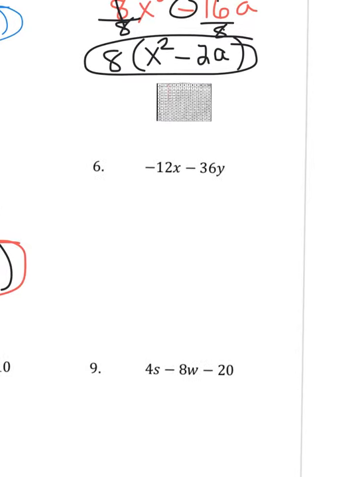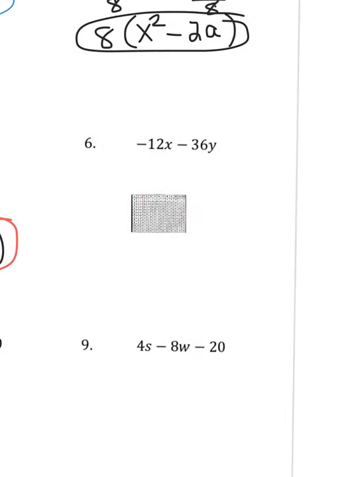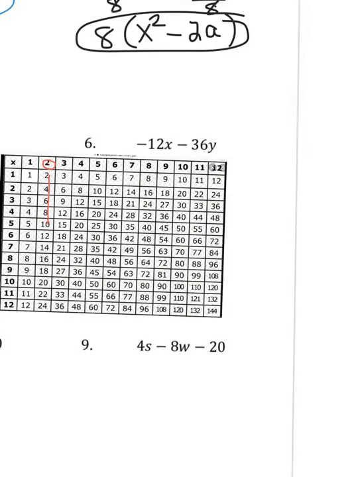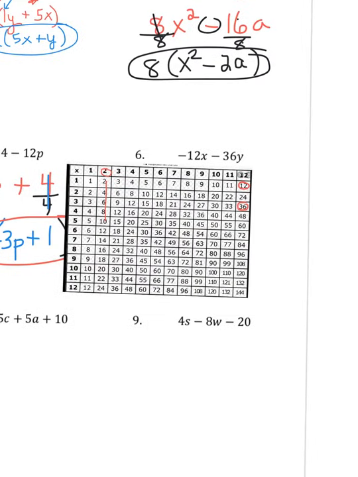Okay, now this is the one where I would use the chart at 12 and 36. I'm going to find something that has a 12 and 36, and I think it's going to be over here in the 12 column. There's a 12 and there's a 36. So let's look at this other one. There's a 12 right there. So 3, they could both be divided by 3.